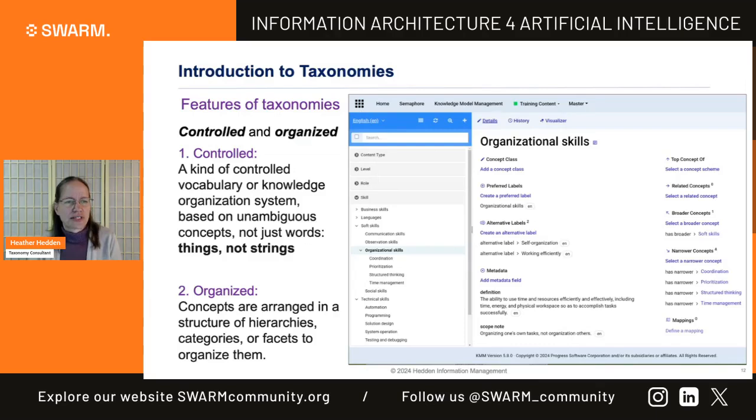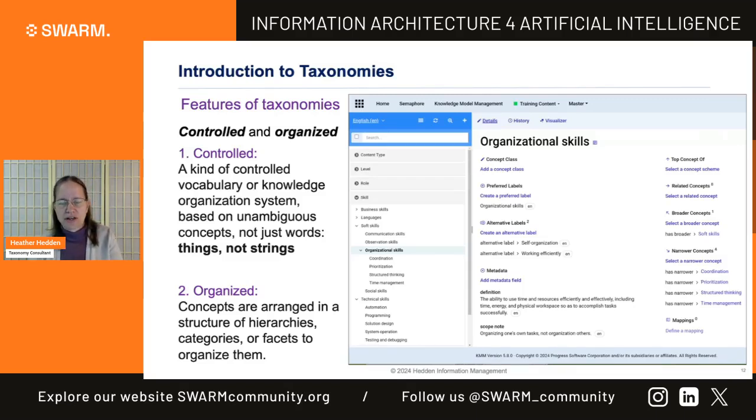So features of a taxonomy are that it's controlled and organized. It's a kind of controlled vocabulary, a knowledge organization system. Now I'm explaining why we use the word concepts, because it's really things, not strings of text. It's also organized, that the concepts are organized. Those are the 2 features.